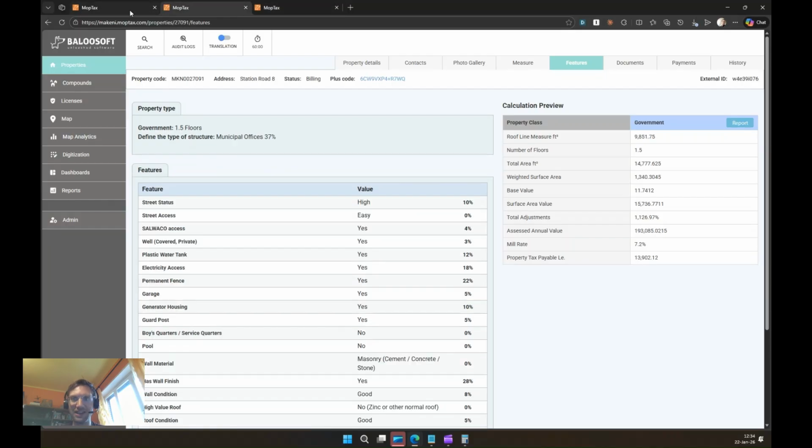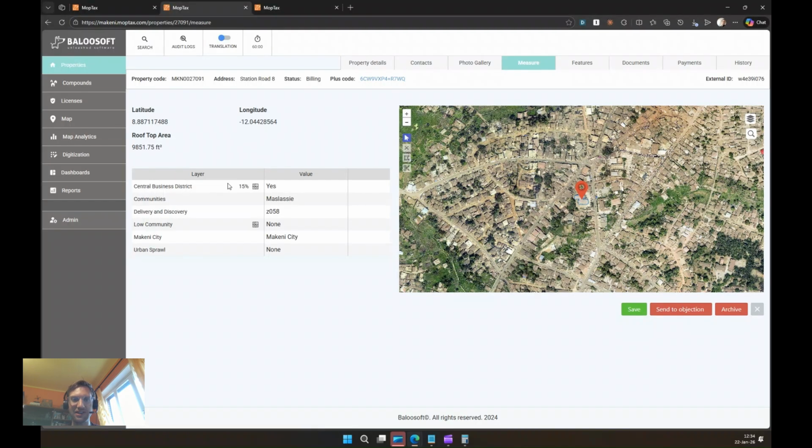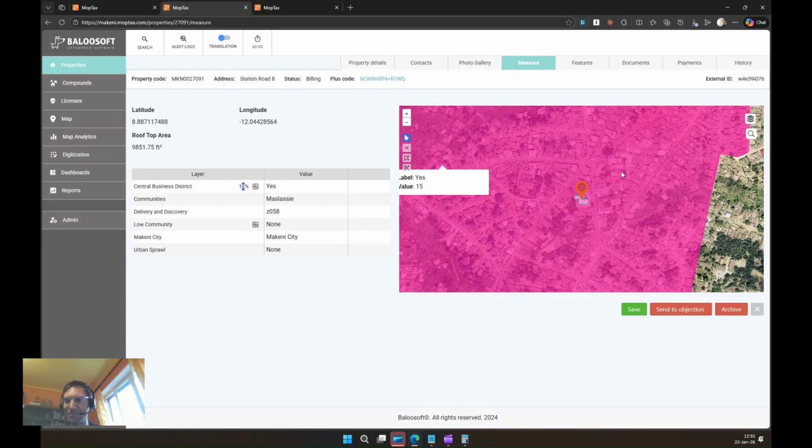The other place to notice weights is in the measure tab. So for example, in McKinney, if we go to the measure tab, if you see this little icon, that implies that it is a layer with a calculation. And calculation layers affect the value of a property. Because the McKinney City Council is in the central business district, it has an extra value of 15%. And this is coming directly from the central business district layer in your map.